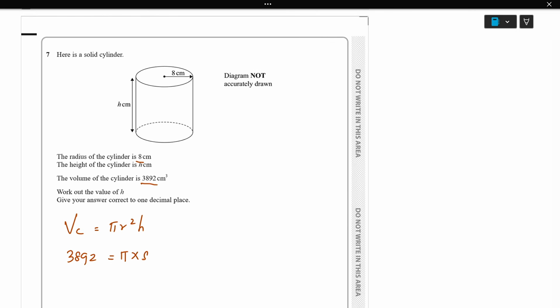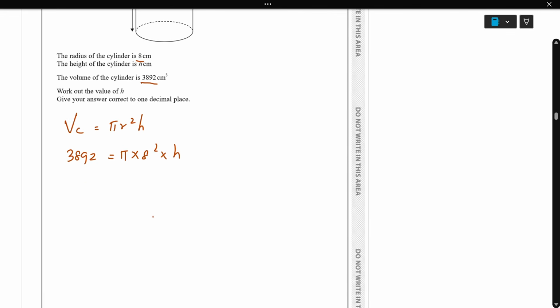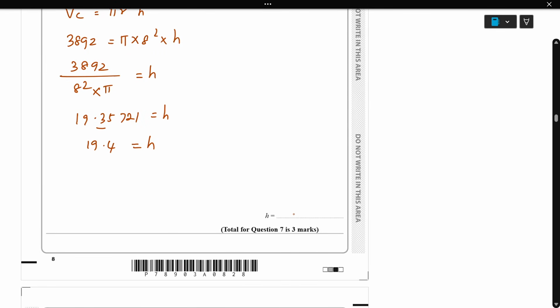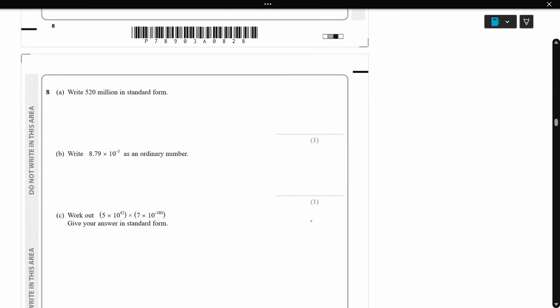So 3892 equal to pi times 8 square times h. So we need to find h. So h equal to 3892 divided by 8 square times pi. The answer is 19.35721 equal to h. Correct to one decimal place, that is around 19.4. So we got the height as 19.4.